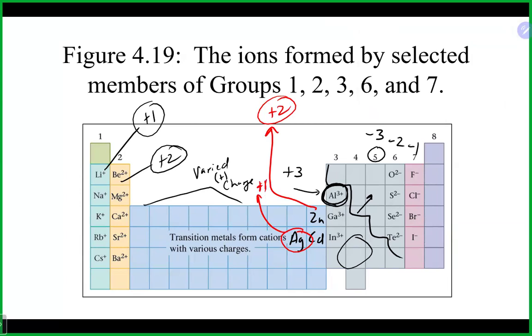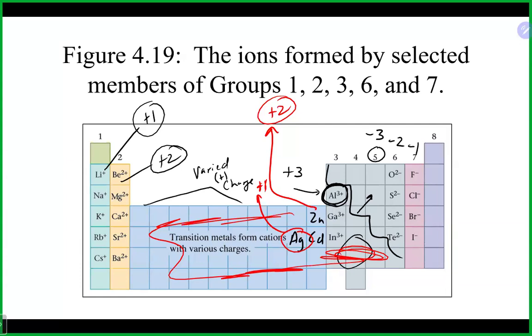Pretty much everybody else in this region, and also down here where we have lead and tin and antimony, can make varied positive charges. These are really good to know, especially when we get to the naming chapter, because whether the metal can make a fixed positive charge or a varied positive charge is how we name them.